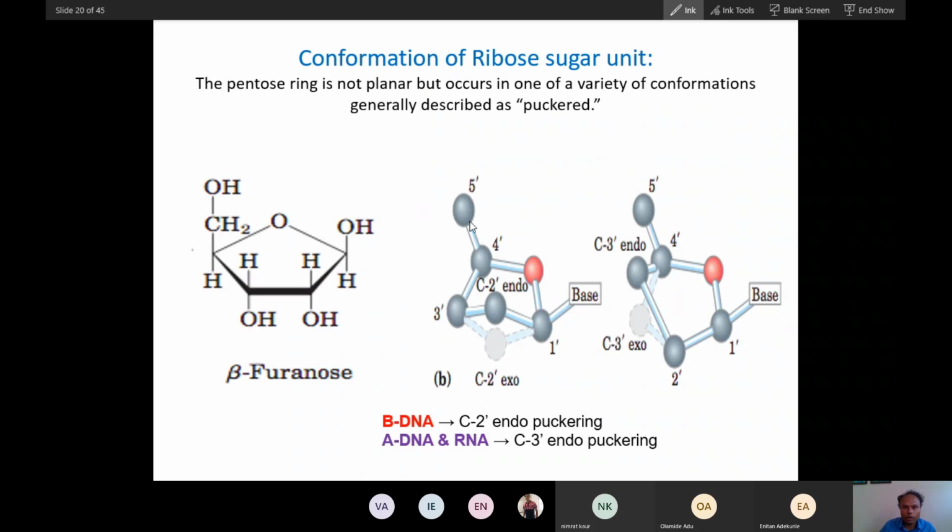Now let's talk about this ribose sugar. The ribose sugar in DNA and RNA is not in this form. Though we draw it like this, they are not in this form. They are in a slightly different form.